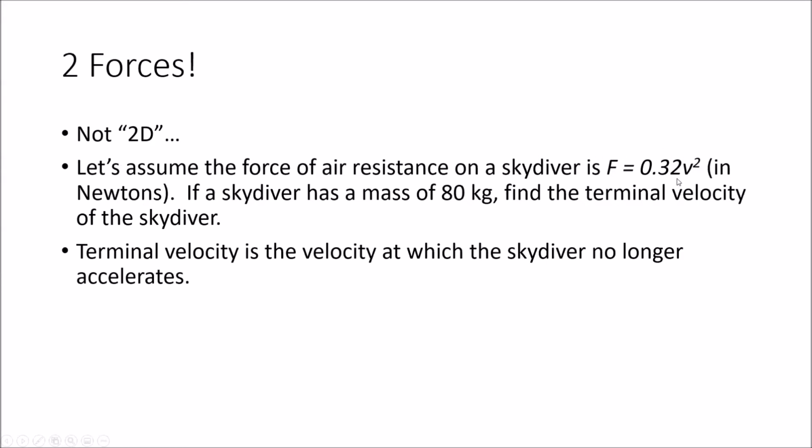is equal to something. And so here, the force of air resistance is equal to 0.32 times the velocity of the skydiver squared. If the skydiver has a mass of 80 kilograms, find the terminal velocity of the skydiver, where terminal velocity is the velocity at which the skydiver no longer accelerates. That's what we're looking for. We are looking for the velocity at which the skydiver no longer accelerates, assuming that the force of air resistance is 0.32 v squared and the skydiver has a mass of 80 kilograms. And just from this, we can actually find all of that. Here's our setup.